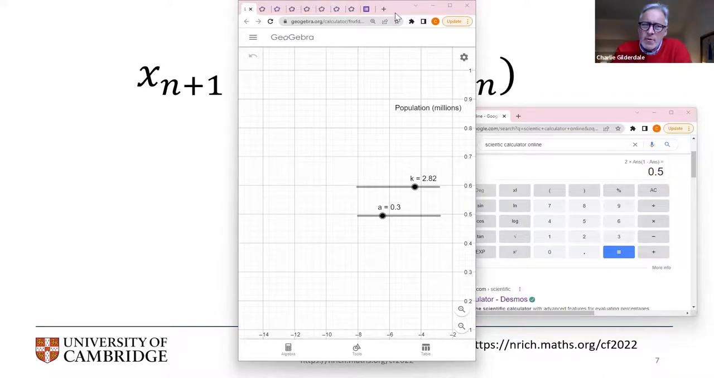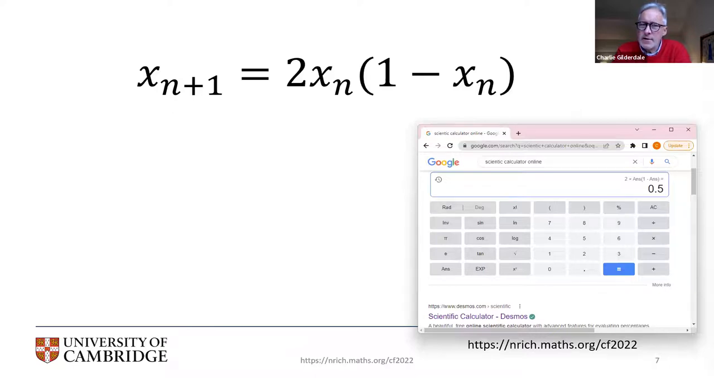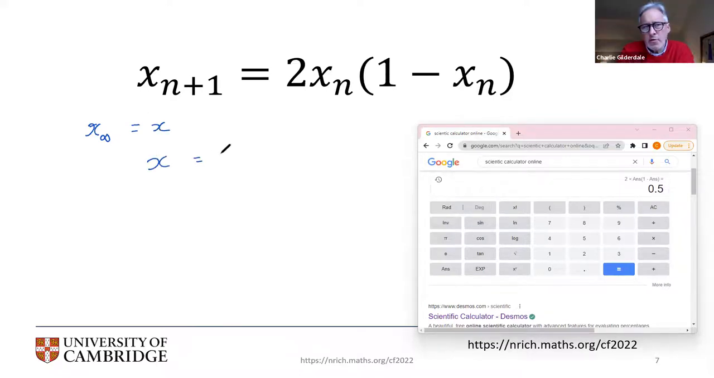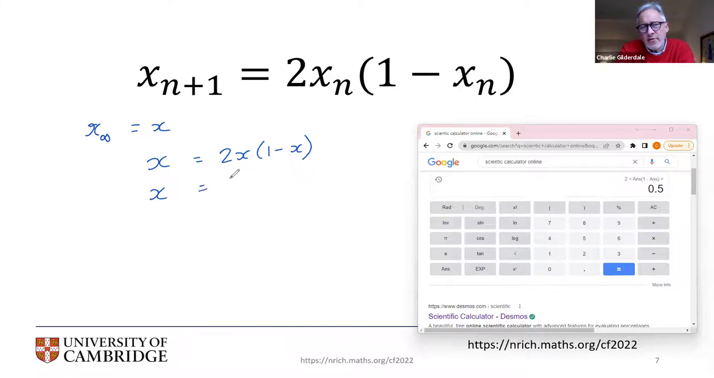Could I have done some algebra to show that this is what was going to happen, that it was going to end up at x equals 1/2? Because presumably, if it tends to somewhere, then x_{n+1} is going to be the same as x_n, and I can write an equation just with x's? So if we say x infinity equals just x, yes, then I could write x equals 2x(1 minus x). Yes, and so then to find what the value of x is that satisfies this equation.